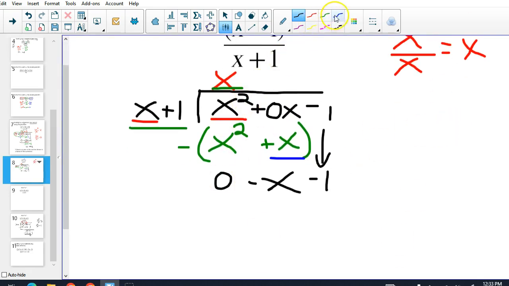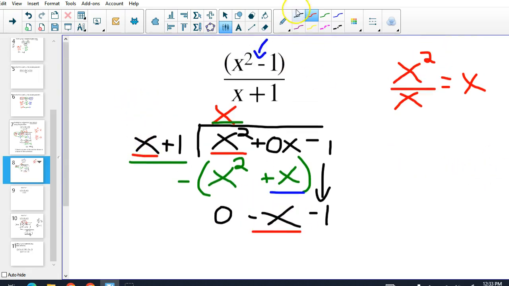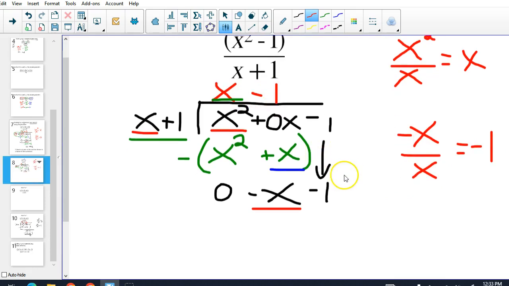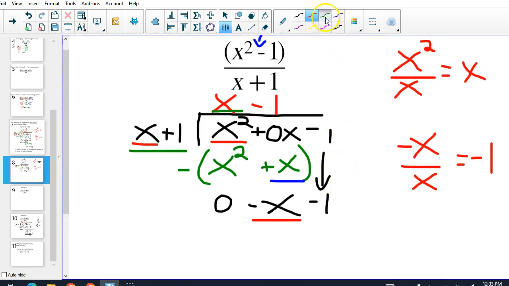So we do continue the process. We divide our first number here. I guess we can use red again. This number divided by the first number of the divisor. So we have, once again, negative x divided by x, which gives us negative 1. So we have a negative 1 on the top. Okay. Now we take our negative 1 and we multiply it to everything on the side.